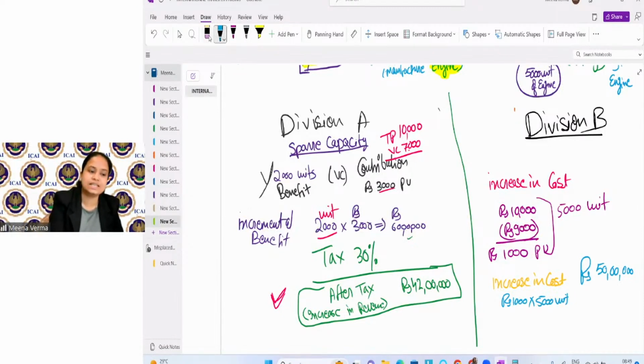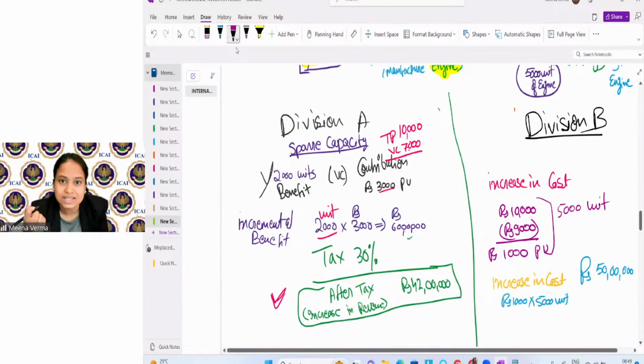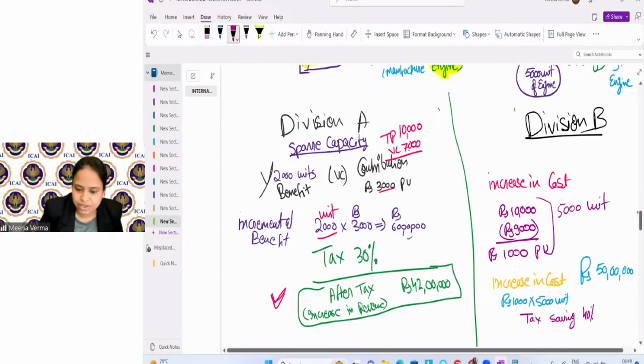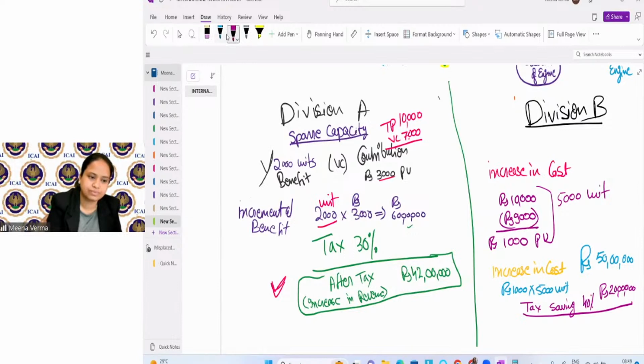But when the cost is increasing, they will save tax. You know, when the cost increases, there will be some tax saving. So what will be the tax saving on this cost? Tax rate is 40%, so you will save tax of 40% on this: rupees 20,000. This will be the tax saving because the cost is increasing. So what will be the net incremental cost? Net of tax will be rupees 30,000. 30 lakh.